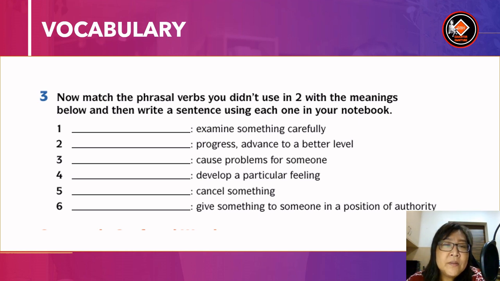Next, read the phrasal verbs you didn't use in the previous exercise with the meanings below and then write a sentence using each one in your notebook. So examine something carefully. It is look over. Progress, advance to a better level. So this is move up. Cause problems for someone. This is play up. Develop a particular feeling. So this is work up. Cancel something. Call off. Give something to someone in a position of authority. So it is turn in.